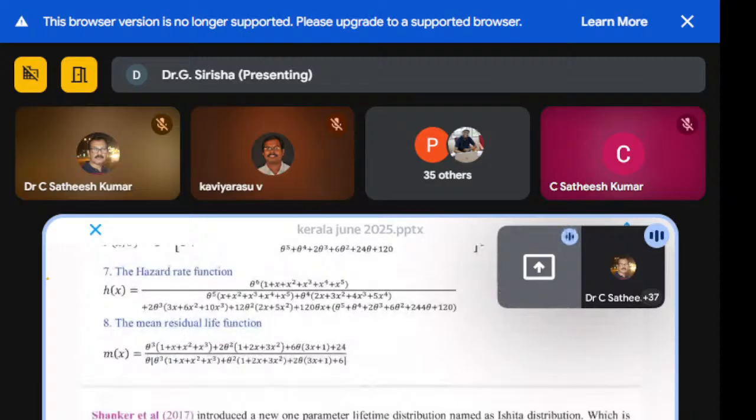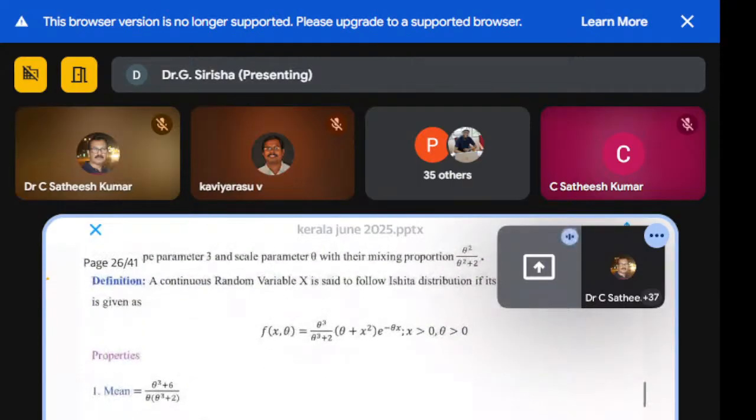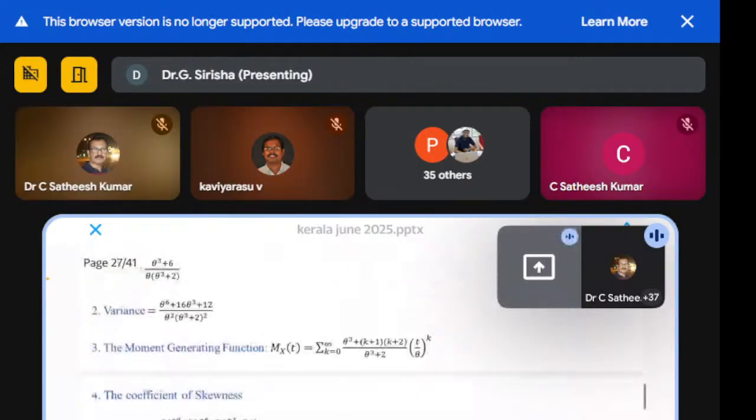This is again done by Ramashankar and group. They have introduced a one-parameter lifetime distribution named Ishta distribution, which is a two-component mixture distribution. One is exponential with parameter theta, the other is gamma with shape parameter 3 and scale parameter theta, and the mixing proportions are theta square by theta square plus 2 and 2 by theta square plus 2. This is the density which they have obtained. These are the distributional properties.